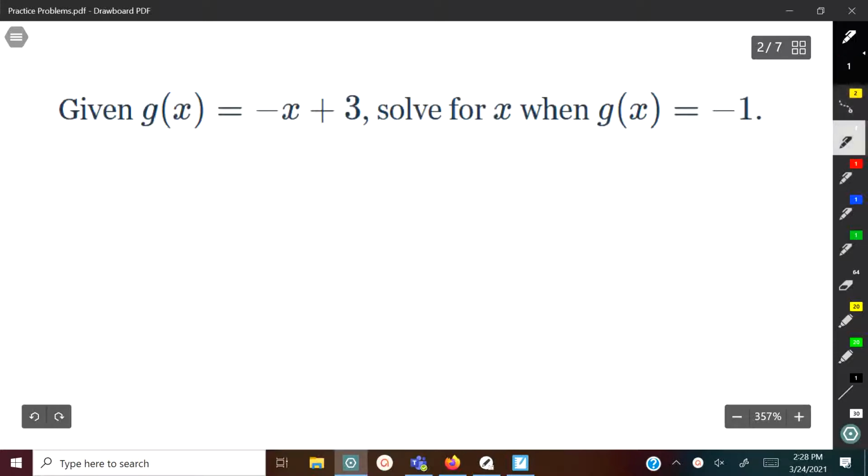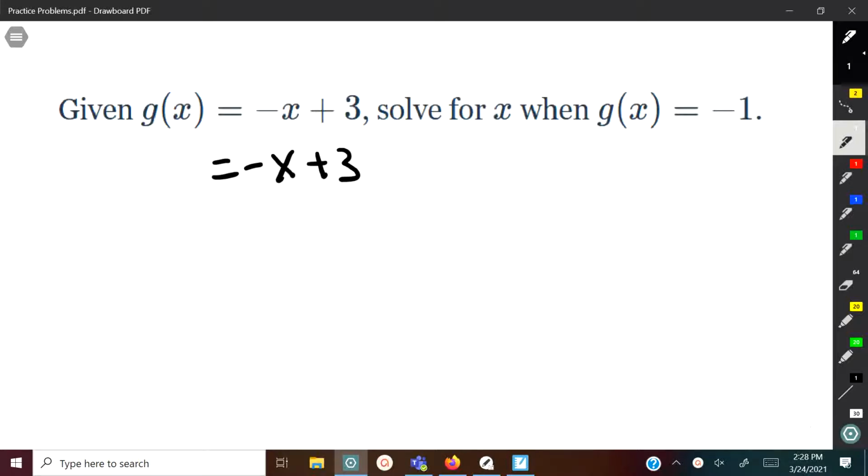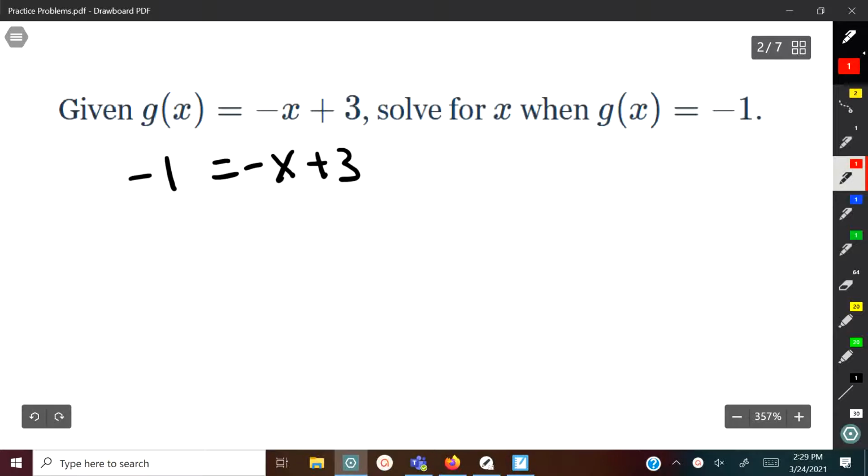Okay, so I'm going to show you what that looks like. So we got g of x is equal to -x plus 3. So we got -x plus 3. And for g of x, we're going to put in -1. And that's just a regular equation, and we're just going to solve it. Or we're going to subtract, do the opposite, subtract 3 on both sides.